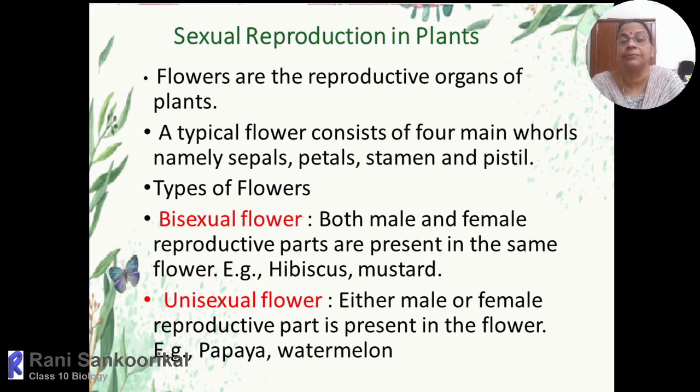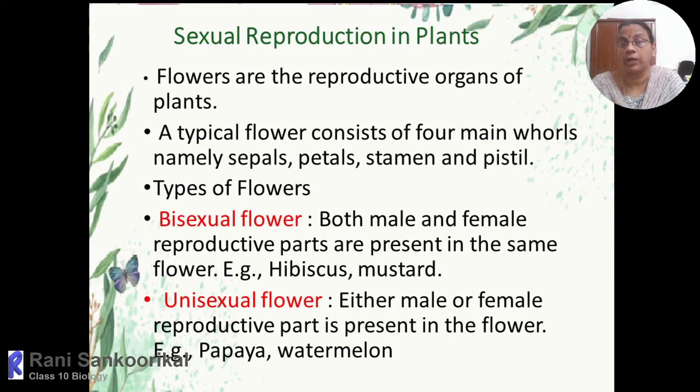If you take hibiscus, the hibiscus consists of both stamen as well as the carpel. And another one, mustard. Both stamen as well as the carpel we can see inside the flower. So both sex organs are present, so fertilization can very easily take place within the same flower itself. Then another category is called unisexual flower.